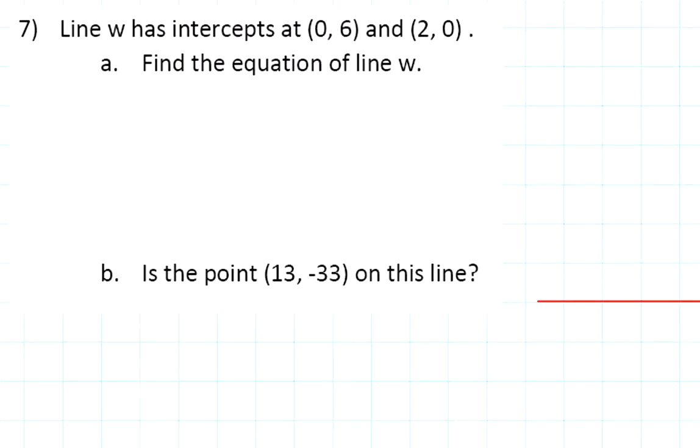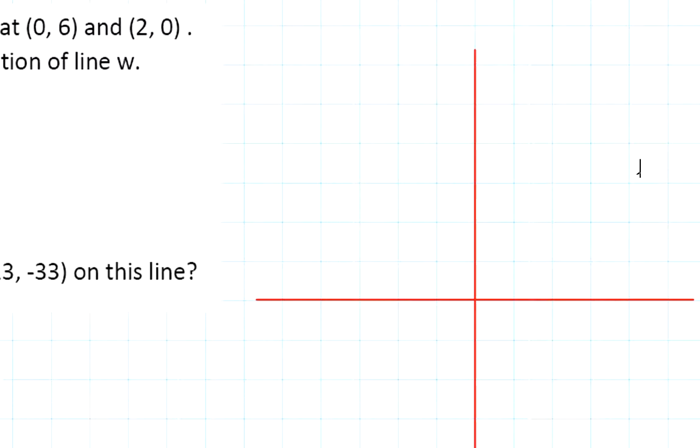So question number 7 says line W has intercepts at (0, 6) and (2, 0). So the first one there is (0, 6), x is 0, y is 6. If I graph that, 0 for x, and then 1, 2, 3, 4, 5, 6. Right there is that first intercept, and in fact it's the y-intercept.